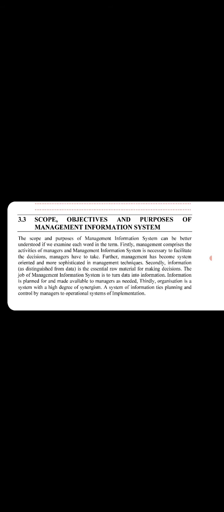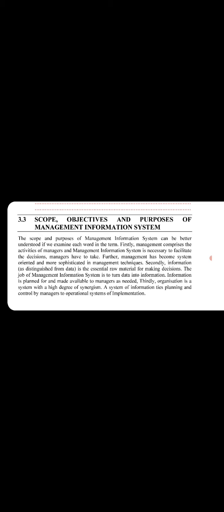Definition and meaning of MIS system. So what are the scope, objectives and purpose of MIS? The scope and purpose of MIS can be better understood if we examine each word in the term. Firstly, management comprises the activities of managers, and the management information system is necessary to facilitate the decisions managers have to take. Further, management has become system oriented and more sophisticated in management techniques.